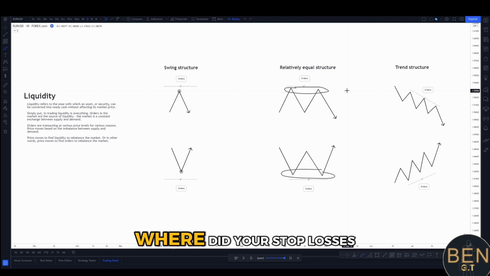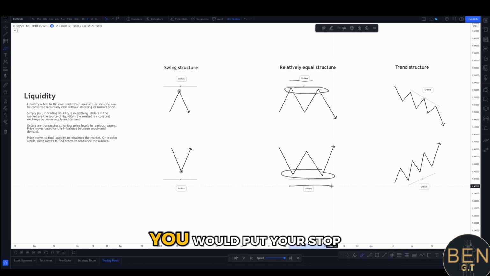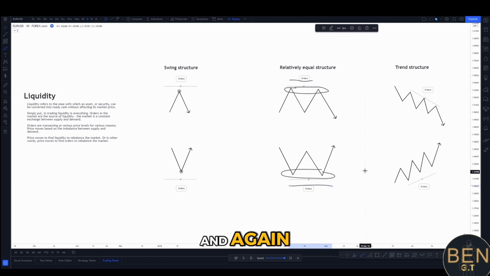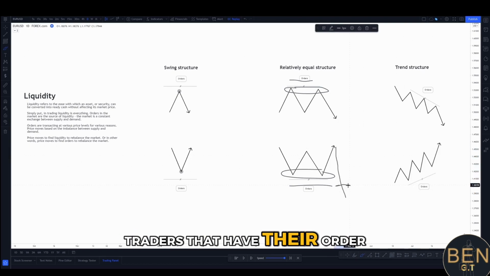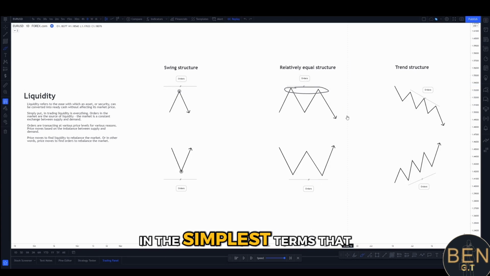And when you did that, where did your stop losses go? Well, if you were selling at a double top, you'd put your stop loss above the highs. And if you're buying at a double bottom, you would put your stop loss just below the double bottom. That's basic knowledge. Everyone knows that those orders exist. And again, we can look for breakout traders that have their orders sitting here, breakout traders that are having their orders sitting here.